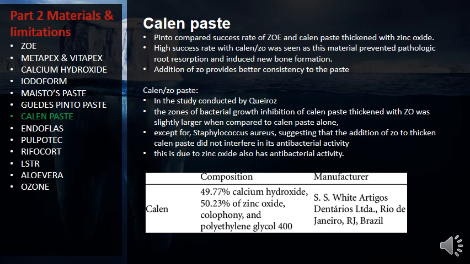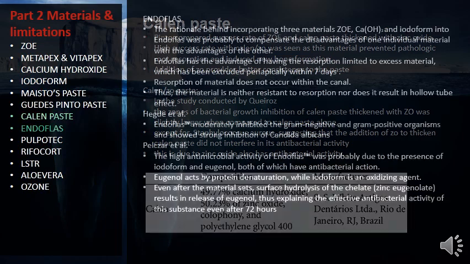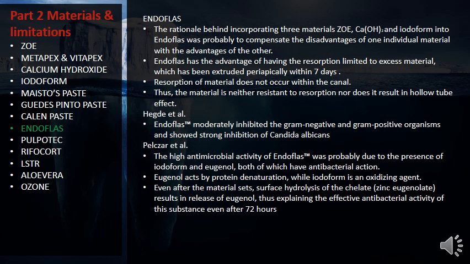Composition: calcium hydroxide, 50% zinc oxide. Calcium hydroxide 49.77%, colophony and polyethylene glycol. Endoflas. The rationale behind incorporating three materials, zinc oxide, calcium hydroxide, and iodoform, into Endoflas was probably to compensate the disadvantage of one individual material with the advantages of the other. Endoflas has the advantage of having resorption limited to excess material which has been extruded periapically within 7 days. Resorption of the material does not occur within the canal. Thus, the material is neither resistant to resorption nor does it result in a hollow tube effect.